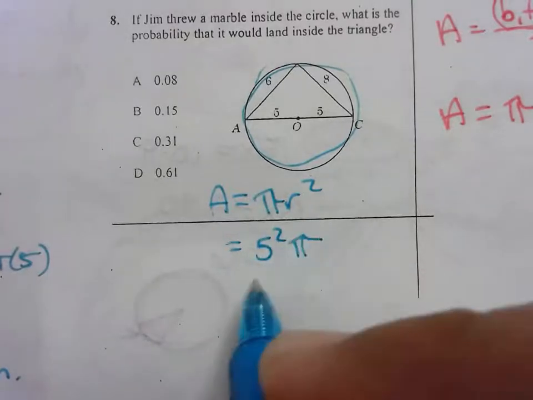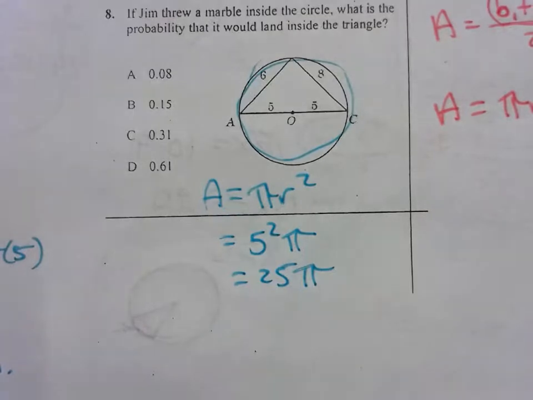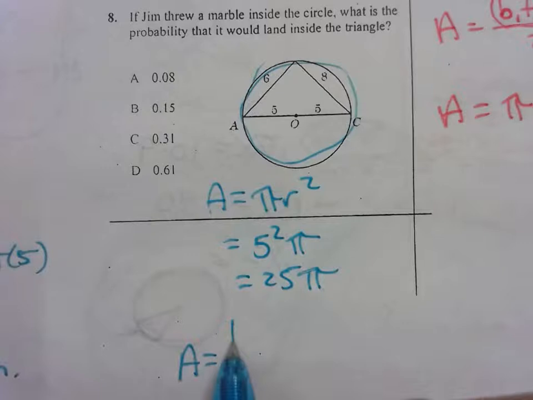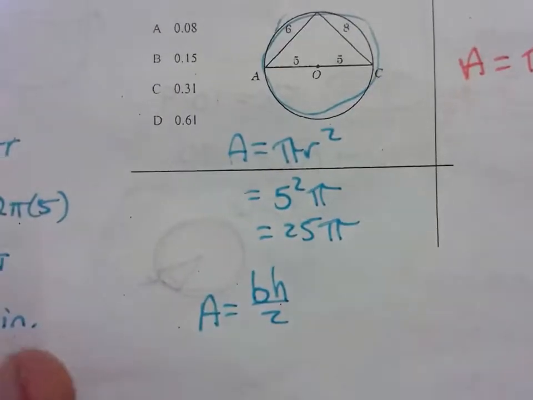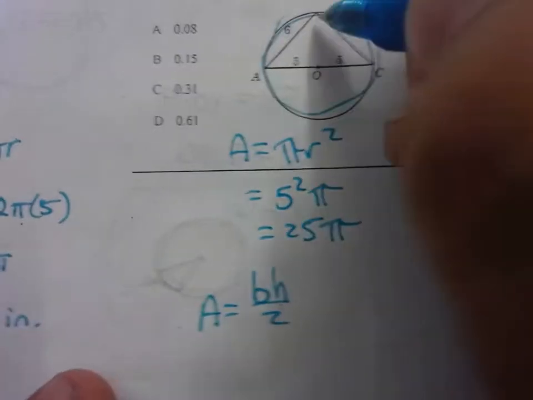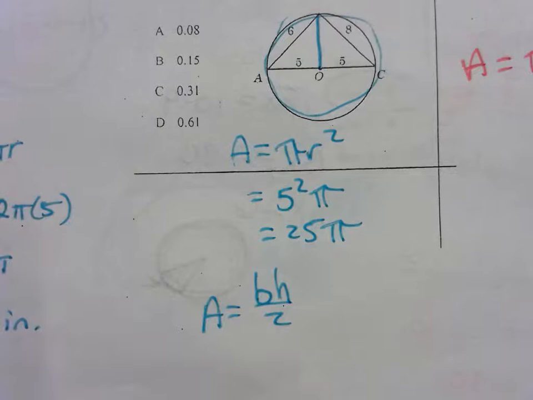5 squared pi, which is 25 pi, is the area of the circle. That's your total area. It can land anywhere inside the circle, but you want to know the probability of it landing inside the triangle. So you have to find the area of a triangle, which is base times perpendicular height divided by 2. This triangle didn't give you the perpendicular height, but if I draw a line from here to the center, that is perpendicular. That is also the radius of the circle, which is also 5.